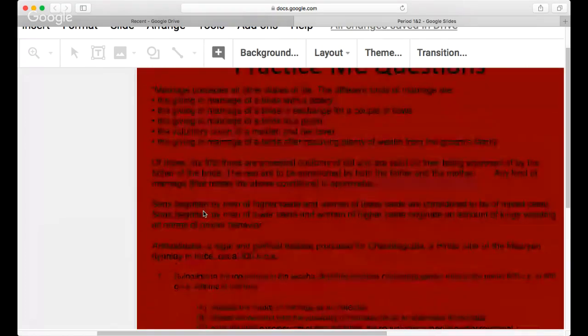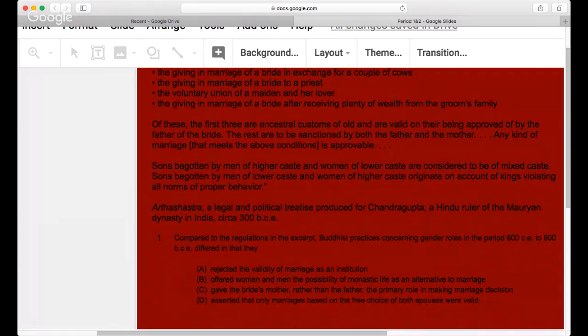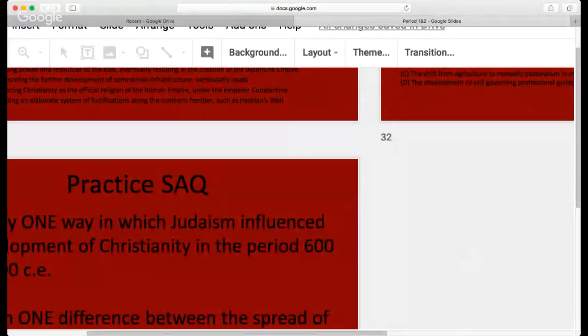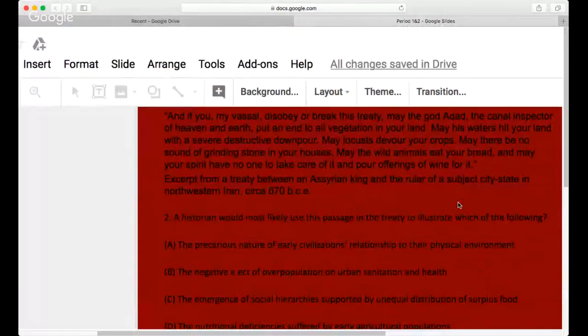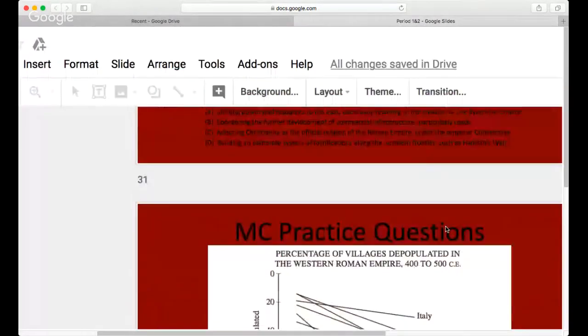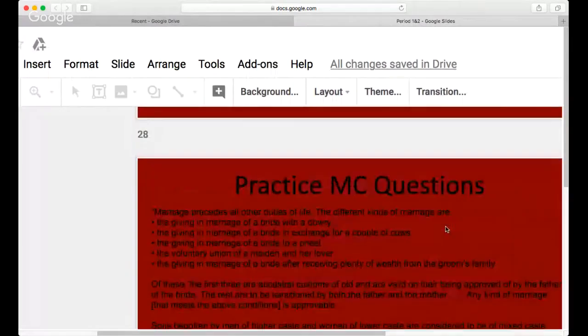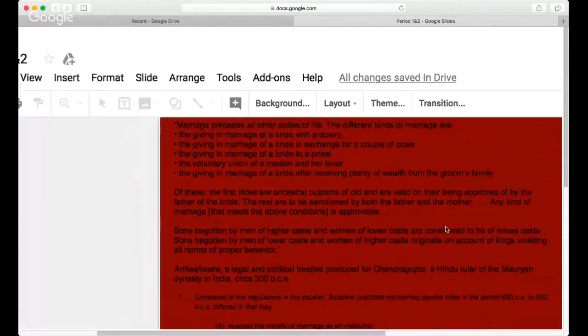Okay, so we've got for our question here: Compared to the regulations in the excerpt, Buddhist practices concerning gender roles in the period 600 to 1450 differed in that they... Okay, so I know based on this that it's asking me whatever religion this is or whatever's going on in this, how does that compare to Buddhism? Sorry guys, let me zoom out enough. Nope, that went all the way down. Sorry, scrolling back. Okay, here we go for number 1.